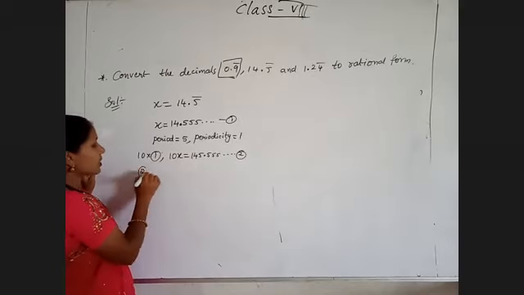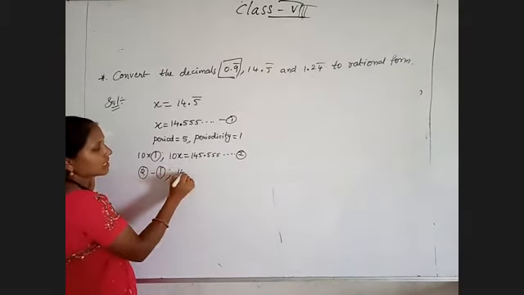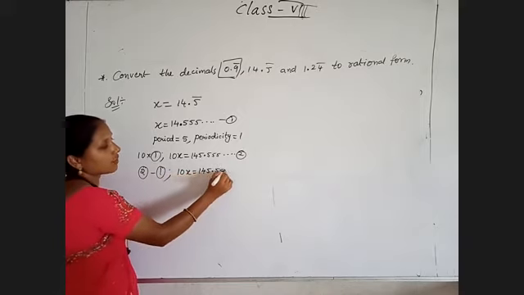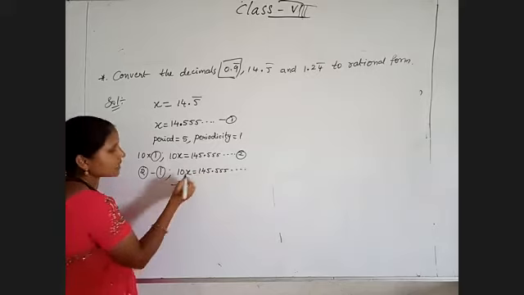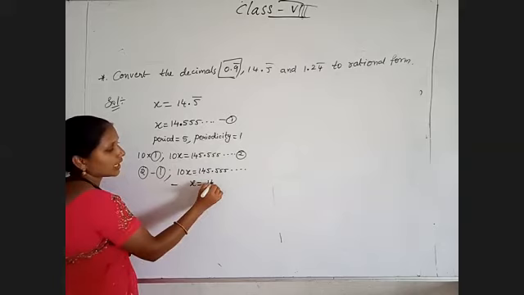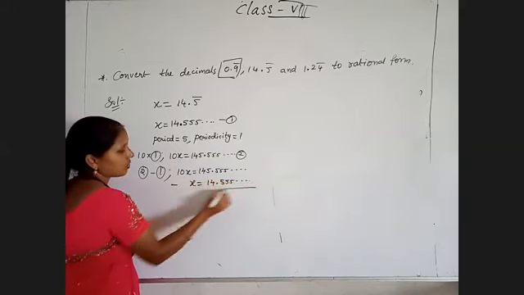Subtract the first equation from the second equation. So 10x is equal to 145.555 and so on, minus the first equation, x is equal to 14.555 and so on. So do the subtraction.